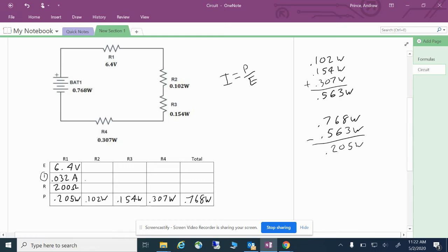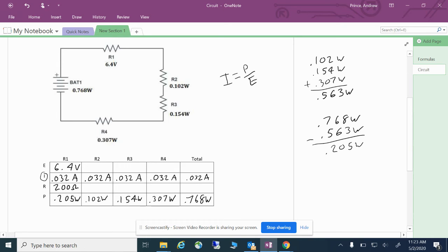So let's go ahead and just transfer that value across, and then we'll have enough information to go ahead and solve for all of these. So 0.032 across every single resistor in this circuit. And it's also going to be the total.